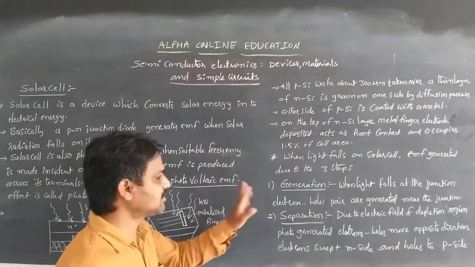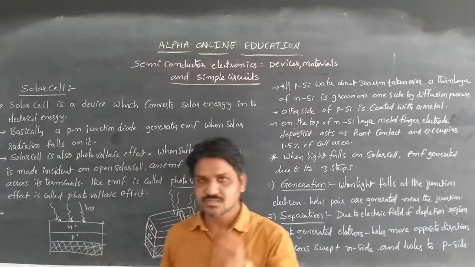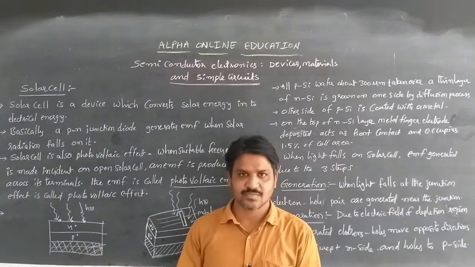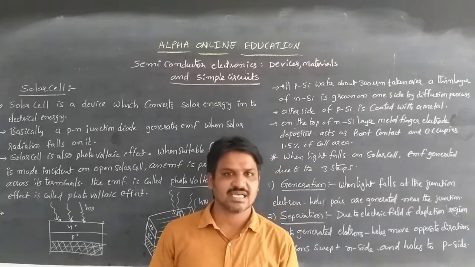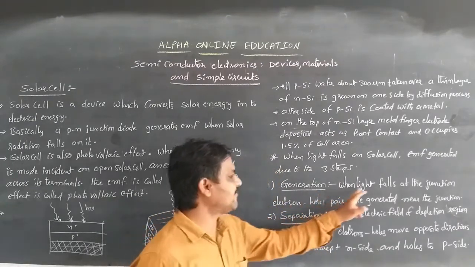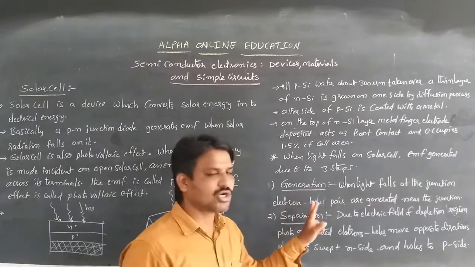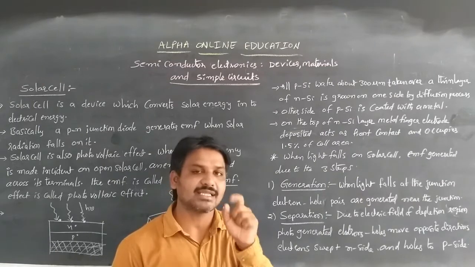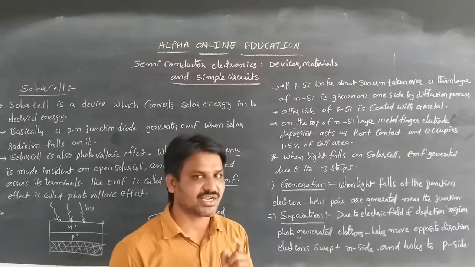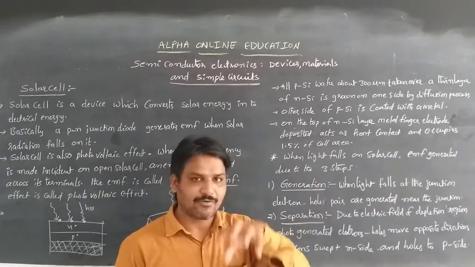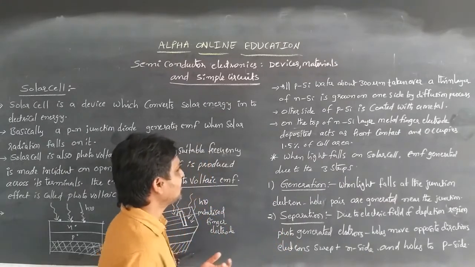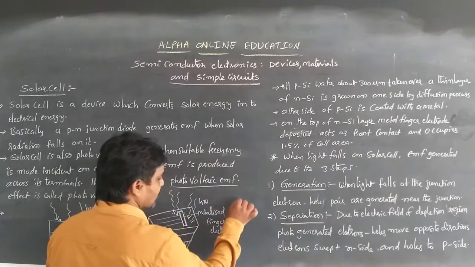First of all, what is generation? When light is incident on the solar cell, the EMF is generated. When light falls at the junction, an electron hole pair is formed at the junction. That is generation. When light falls on the junction of the PN junction, the circuit will be like this.